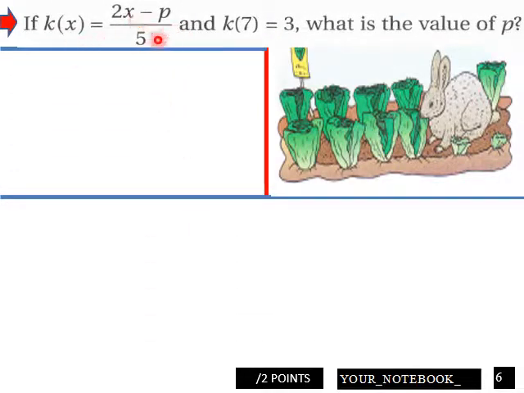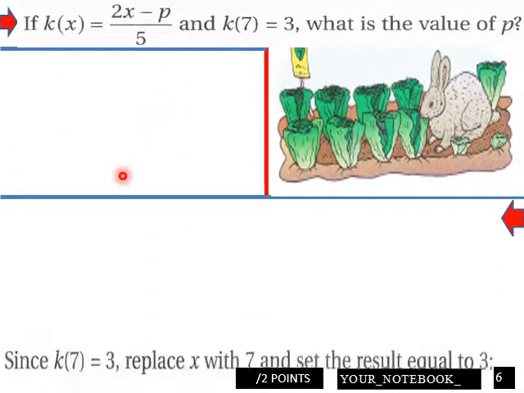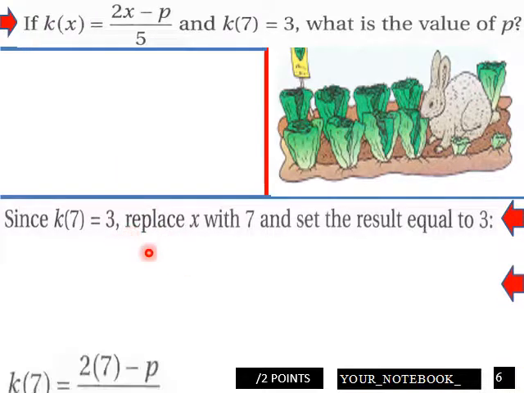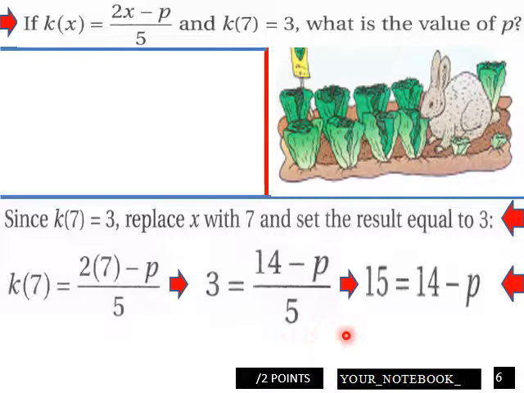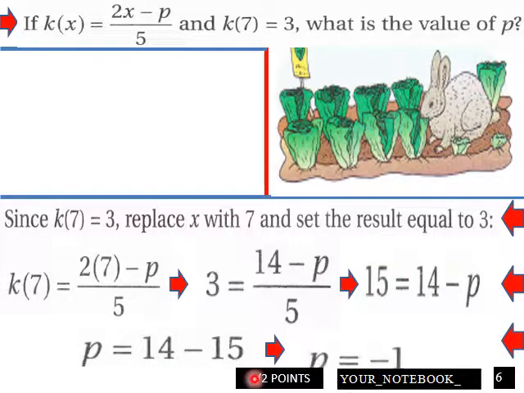If k of x equals 2x minus p over 5 and k of 7 equals 3, what is the value of p? So we're going to plug in here. k of 7 equals 2 times 7 minus p over 5. 3 equals 14 minus p over 5. We just work through, and then we solve for p. p equals 14 minus 15, so p equals -1. So that's an example of finding this function when x equals 7.